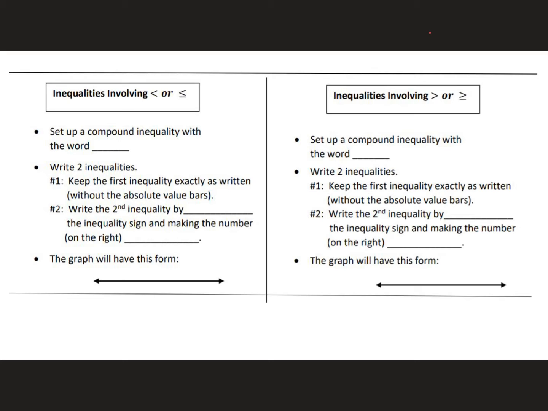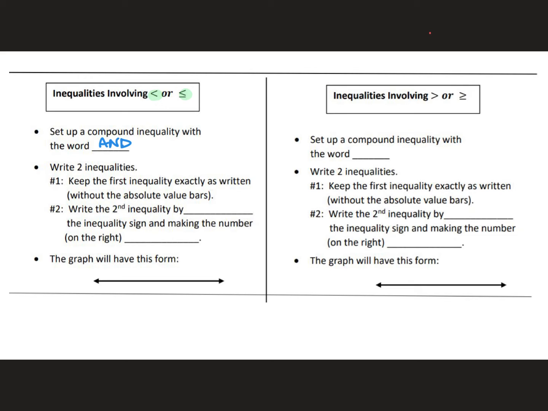So the two types of absolute value inequalities that we're going to look at here are, if you have an absolute value inequality that has less than or equal to, you will always break that up into a compound inequality separated by the word "and." So every time, if it's less than or equal to, it will be an "and" inequality. What you'll do then is write two different inequalities that you'll solve. The first inequality will be exactly as it is written, but you won't write those absolute value bars.